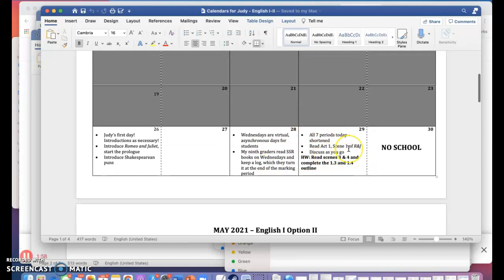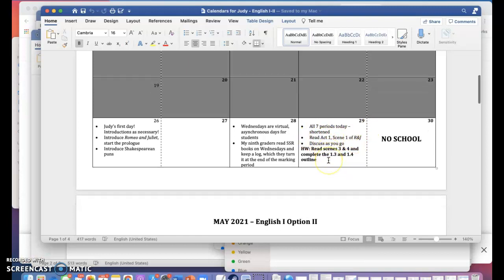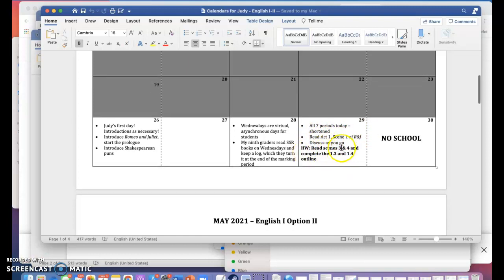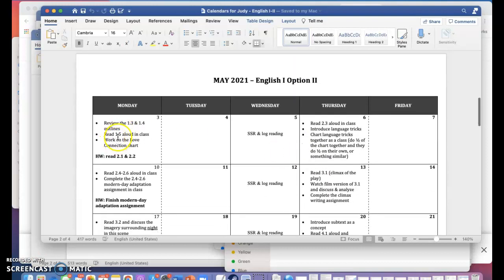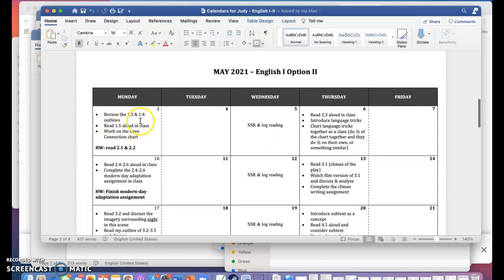We'll have shortened periods this day because there's no school tomorrow. We'll see all 7 of them. You're going to read Act 1, Scene 1 of Romeo and Juliet, and discuss as you go. Then for homework, they're reading Scenes 3 and 4, and they have an outline to complete. And then we'll continue through the play here, right? They're doing Scene 3 and 4. They're going to review the outlines.